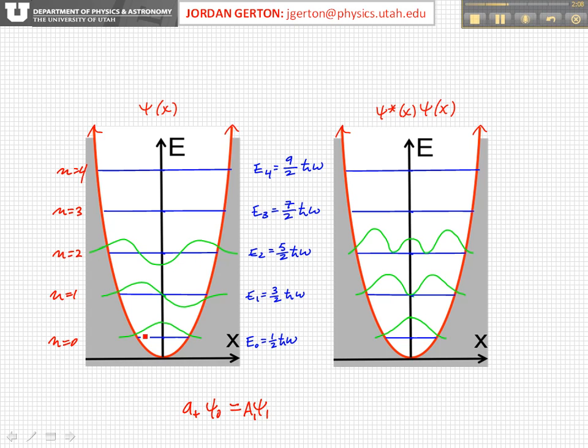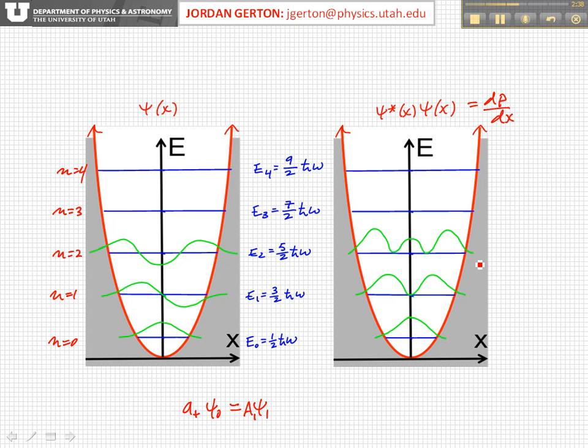Okay, but we know that they have to have alternating even, that is symmetric with respect to the center of the well, and odd, that is anti-symmetric solutions like this. If we take the wave function squared, that is the probability density, then we just get this form here. We have 1 antinode, 2 antinodes, 3 antinodes, and so forth.